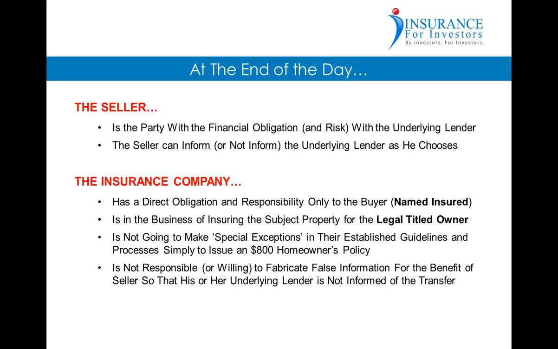That is a decision that he or she makes for themselves. The insurance company, on the other hand, has a direct obligation and responsibility only to the buyer or named insured, the policy owner, period. The insurance company is in the business of insuring the subject property for the owner, which is the new buyer. And that company is not going to make special exceptions in their established guidelines for the other 4 million policies they have simply to issue an $800 homeowner's policy for this transaction. They're not going to do it.